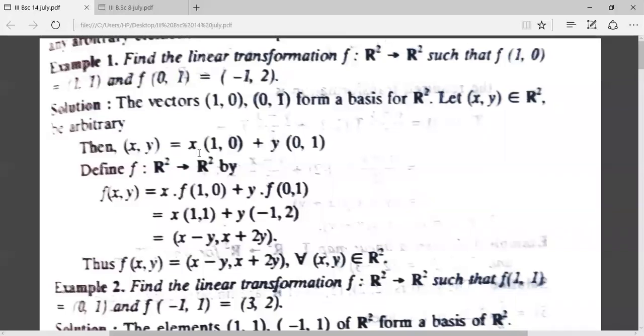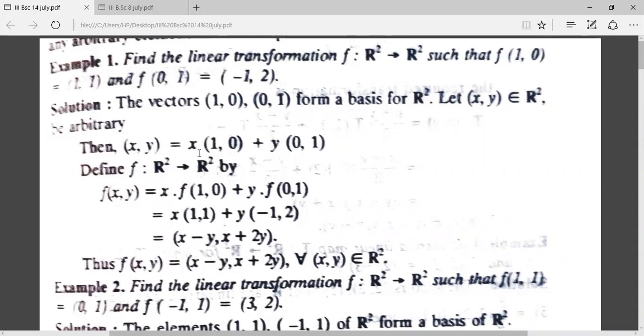But you know the value of f of 1 comma 0 that is given in the problem itself. So what is f of 1 comma 0? That is 1 1. Substitute the value of f of 1 comma 0, that is 1 comma 1, and substitute the value of f of 0 comma 1. What is f of 0 comma 1? It is minus 1 comma 2.